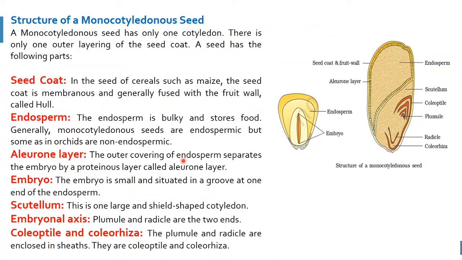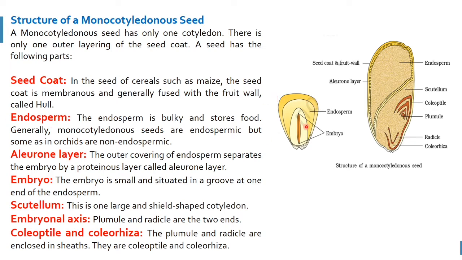Coming to the structure of a monocotyledonous seed. Monocot seeds, as you have already known, have only one cotyledon. There is only one outer layering of the seed coat. It has the following parts. First is the seed coat, the outer covering. For example, this is the structure of a monocotyledonous or maize seed. There is an outer covering, that is the seed coat. In some cereals like maize, the seed coat is membranous and generally fused with the fruit wall. So sometimes it is fused with the fruit wall.